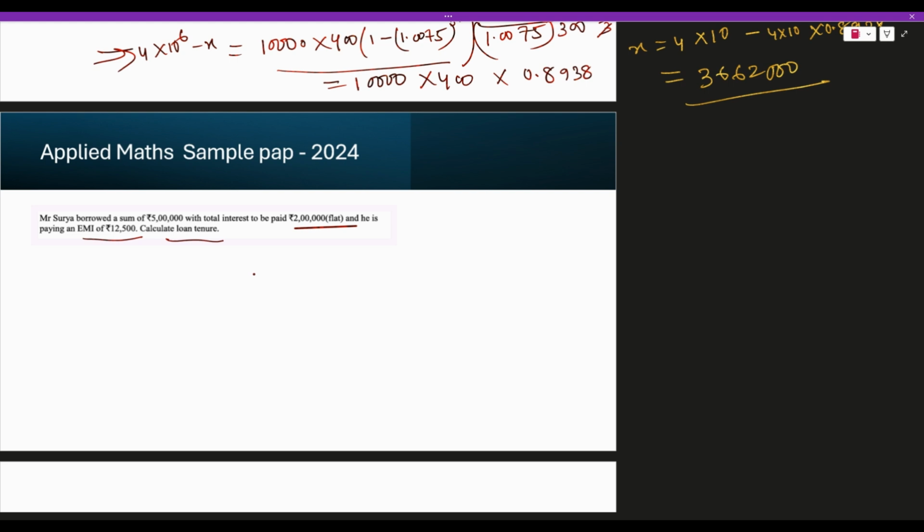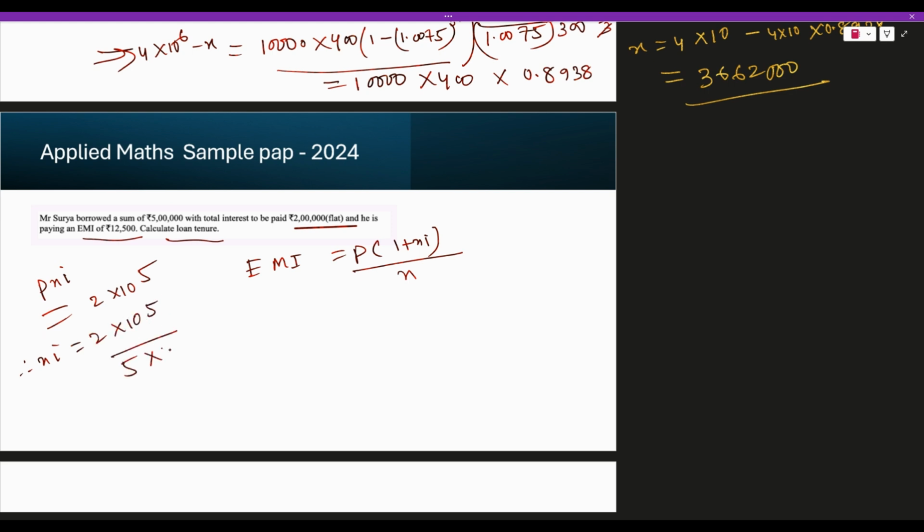So use the formula. EMI equal to what? That you write: P into 1 plus NI, that divided by N. What are P, N, I given here? P into N into I they have given, 2 into 10 to the power 5. And P is also given, 5 into 10 to the power 5. So NI will be 2 into 10 to the power 5 by 5 into 10 to the power 5. So this is coming 0.4.